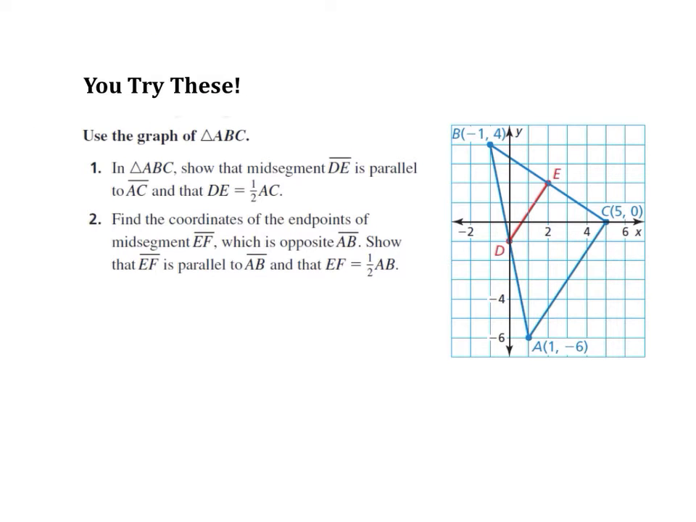Alright, now you try these on your own. Use the graph of triangle ABC. For number 1, in triangle ABC, show that midsegment DE is parallel to AC and that DE equals half the length of AC. And then number 2, find the coordinates of the endpoints of midsegment EF, which is opposite segment AB. Show that EF is parallel to AB and that EF equals half the length of AB. So pause the video now and complete numbers 1 and 2 on your own. Then unpause to reveal the answers.